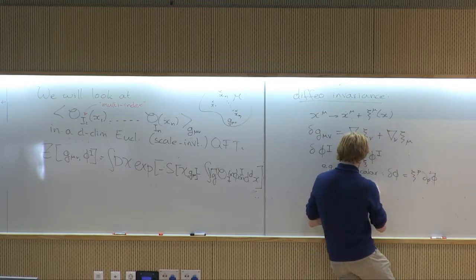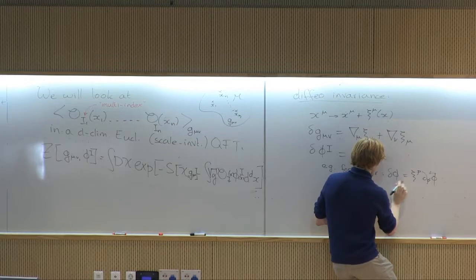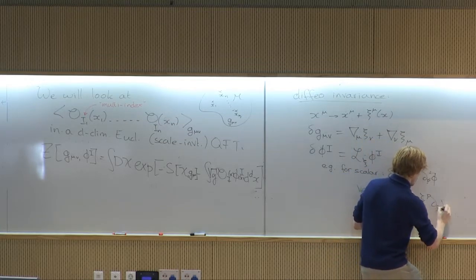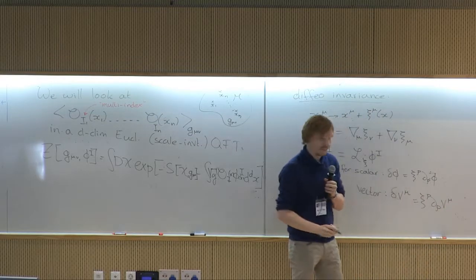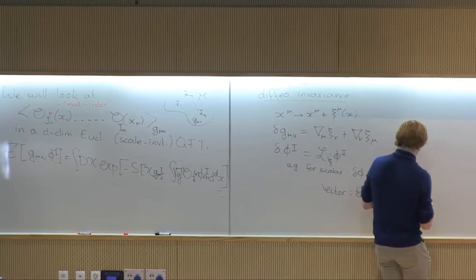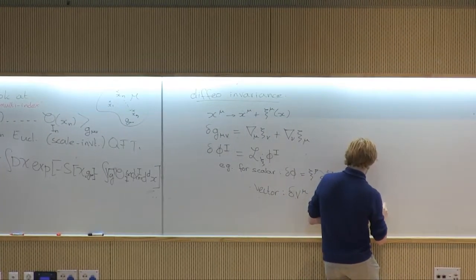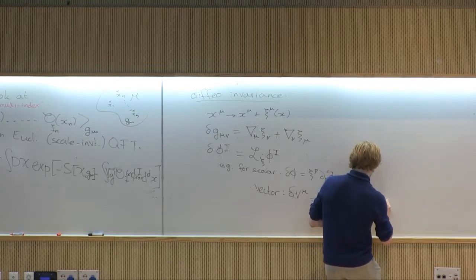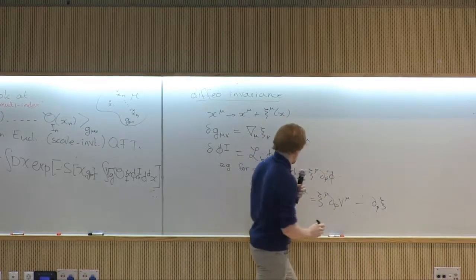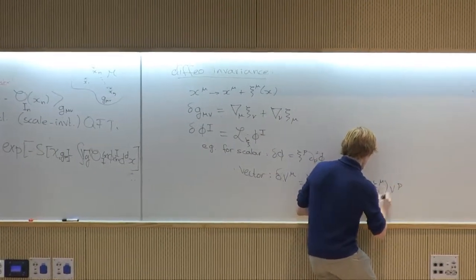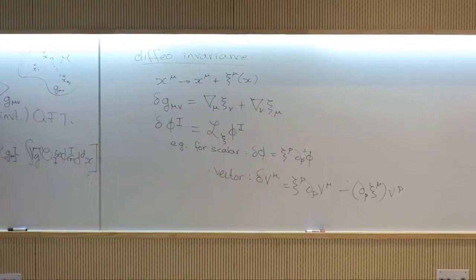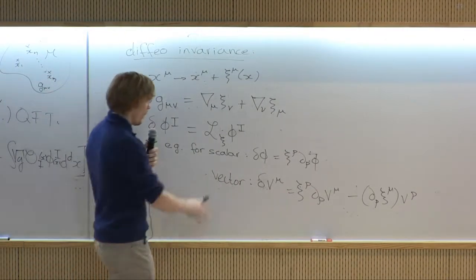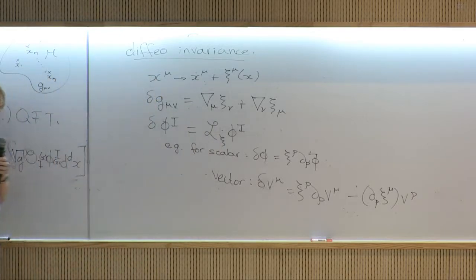For a vector, the Lie derivative is that plus or minus some other term. I think it's minus here. Yeah, it should be minus. ∂_ρ ξ^μ v^ρ, like so, right? This is just what the Lie derivative is, and you can define it for any tensor. In fact, you can also define it for spinors. So fields, they change by their Lie derivative.